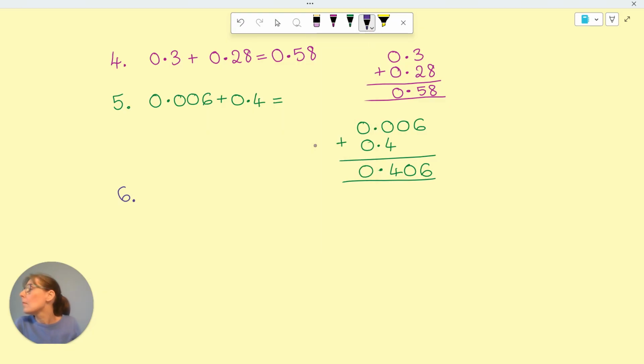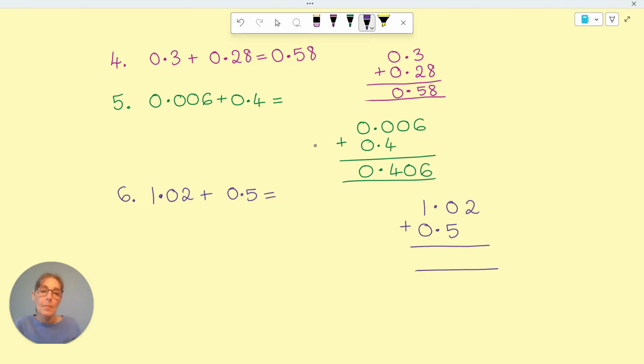Number 6, 1.02 plus 0.5. 1.02 plus 0.5. I like to give spaces around the digits, particularly when there's more involved. I try and give more spaces so that I can keep nicely placed on top or underneath each one.